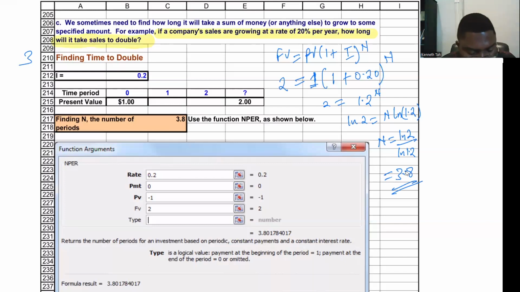So that is using the formula. For us to use Excel, we will just take equivalent to the function we need, which is number of period. If we do that, then Excel will ask us to input our I for interest, input our payment, input present value, input future value, which we can do.